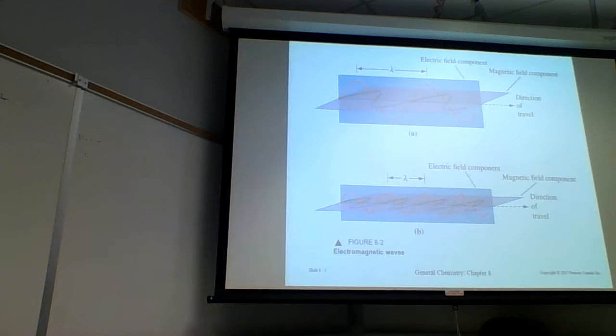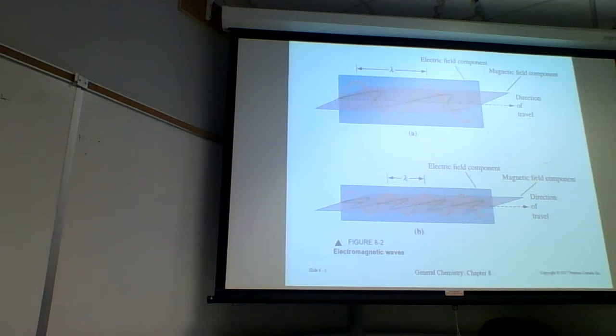Let's take a look at the different forms. We saw radio, we saw microwave, we saw infrared, we saw visible, we saw ultraviolet, and we see gamma. These are all different forms of light, and the difference is in terms of energy. Radio and TV waves will have low energy, and as we go up, we'll get higher energy.